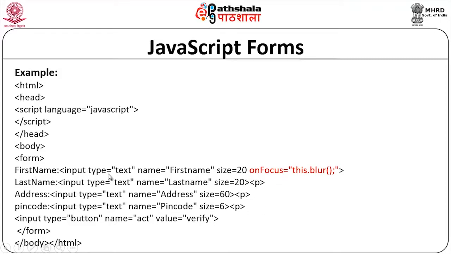This is another example where you have used the event onFocus. So there is a text field called first name. When the event is onFocus, you call the method called blur. This is a defined method. So when you put your focus on the text field, it makes it lose the focus. Blur is for losing the focus. So it will not allow the user to enter any text in the text field called first name.